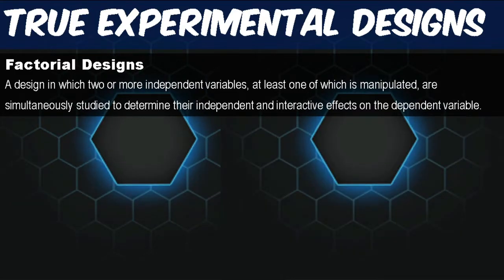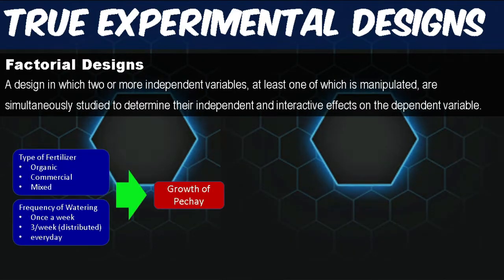Let me provide you an example, but this time in the agriculture department. There are two independent variables also. Type of fertilizer. So type of fertilizer could be organic, commercial, or mixed. Frequency of watering. Ilang beses natin dinidiligan yung pechay. Growth of pechay is our dependent variable here. Frequency could be once a week, three times a week, and every day.